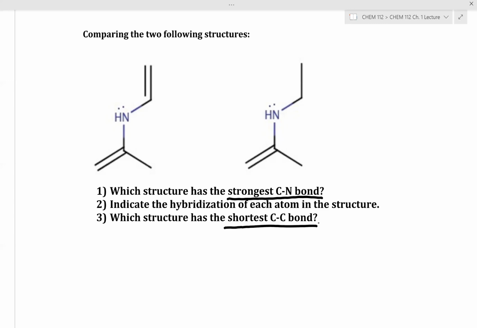So as a result, you can think of it as your double bond electron density is now distributed over five atoms. Essentially what's going on here is you have 6 electrons over 5 atoms. In this case, you have 4 electrons over 3. 6 over 5 is less.